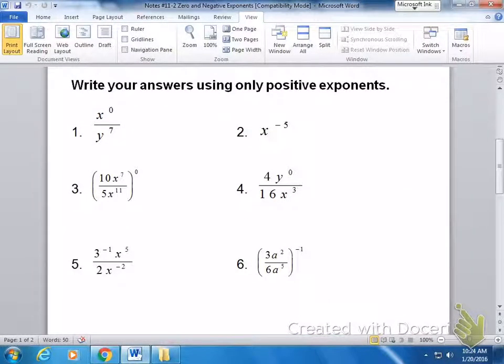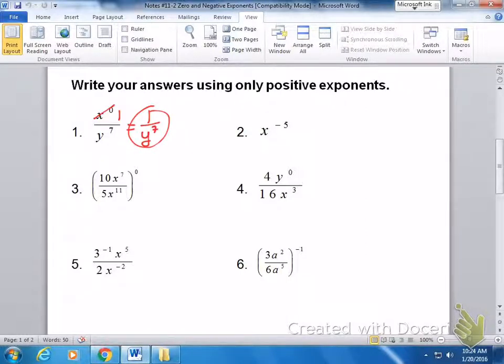The directions say write your answers using only positive exponents. So we don't want exponents that are 0 or negative in our answers. Let's look at number 1. X to the 0 over y to the 7th. Well, anything to the 0 is 1, and y to the 7th stays the same. So 1 over y to the 7th.